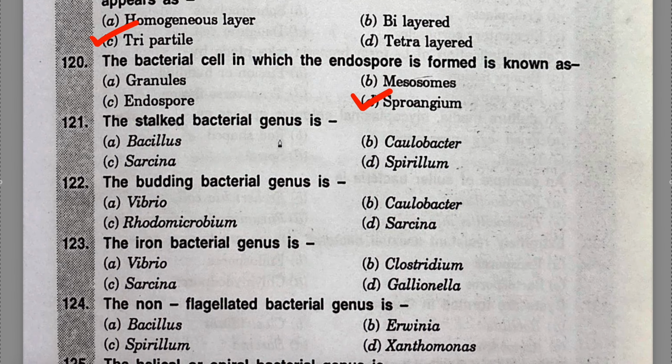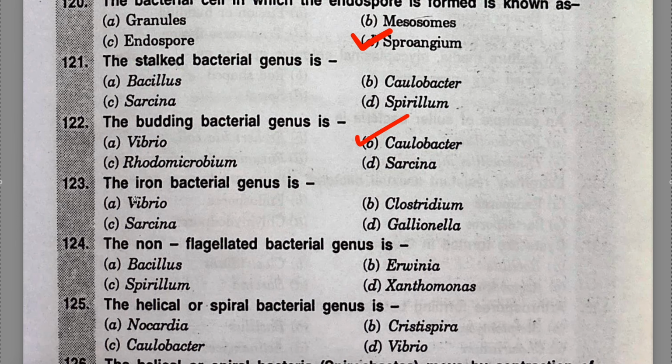121. The stalked bacterial genus is Bacillus, Caulobacter, Serratia or Spirillum. The answer is option B. 123. The iron bacterial genus is Vibrio, Clostridium, Serratia or Gallionella. Answer is option D.